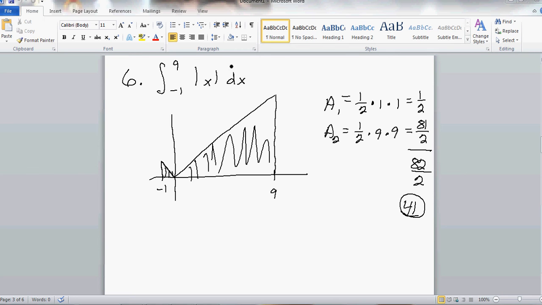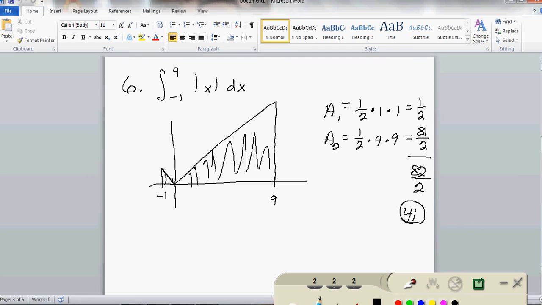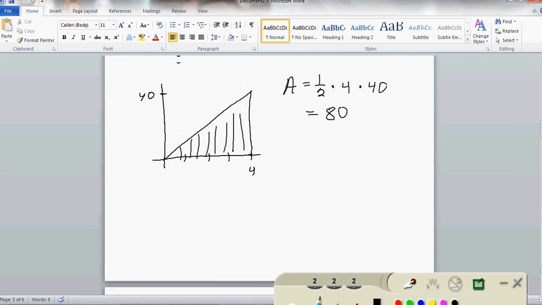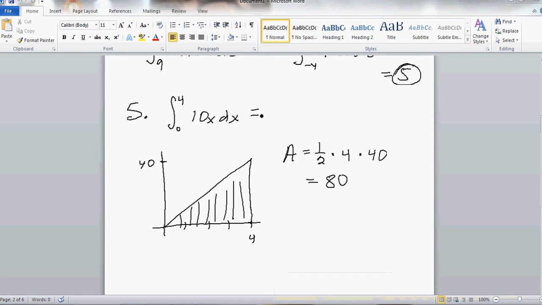Now, I could go and do the integral of this, but we pretty well need to do it. So what I'm going to do now is go into how we can use definite integrals to find the areas. So let's go back up to number 5. We know how to take the integral of 10x.